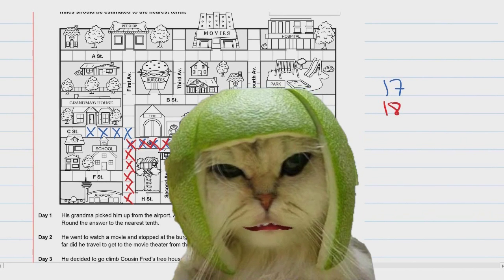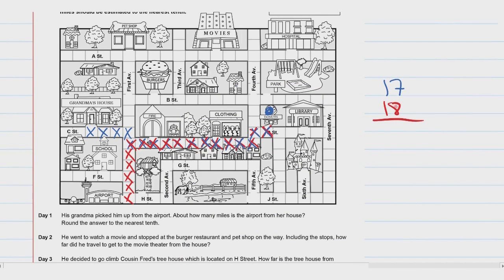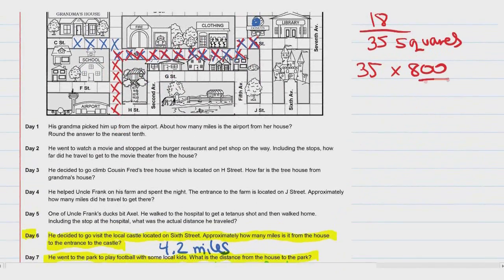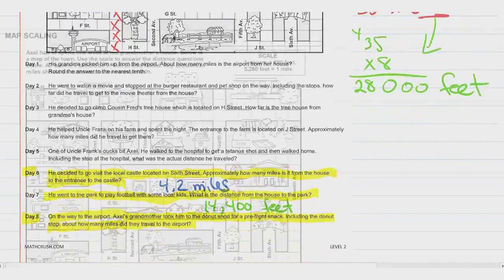That's crazy. So let's figure this out. 17 plus 18 is 35 squares. And we're going to take the 35 and multiply it by 800 because each square is worth 800 feet. But I don't care about these zeros, so I just do 8 times 35. 8 times 5 is 40. I write a 0. I carry the 4. 8 times 3 is 24, plus 4 is 28. Then I take these two zeros and add them back in to get 28,000 feet.